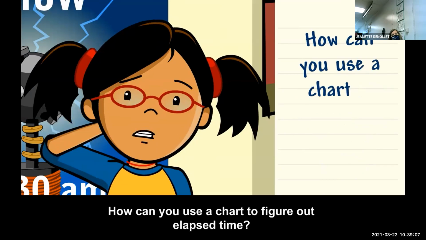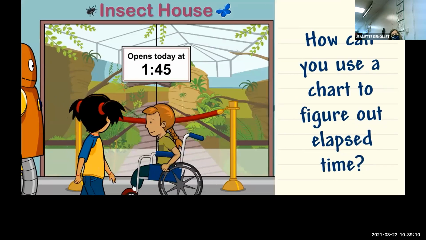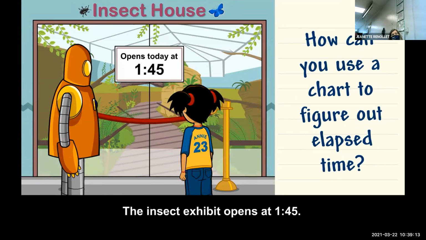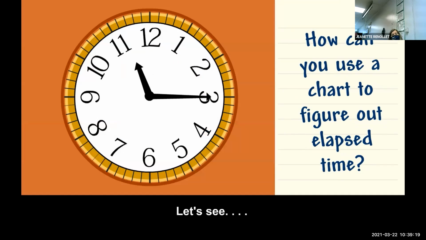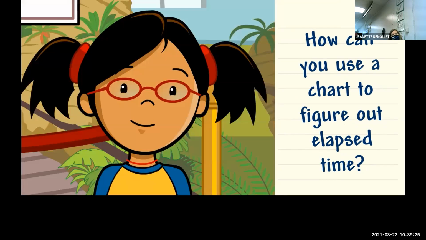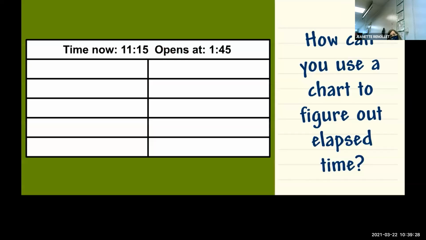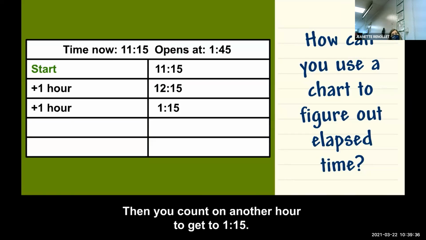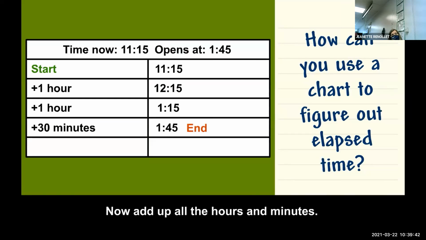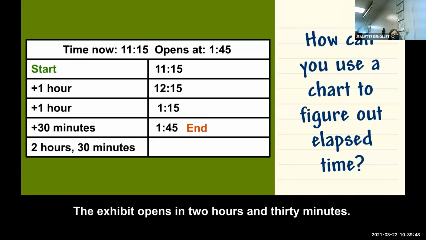How can you use a chart to figure out elapsed time? The insect exhibit opens at 1:45. What time is it now? Let's see. It's 11:15. How much time do we have? You can make a chart to figure it out. You start at 11:15 and you count on 1 hour to get to 12:15. Then you count on another hour to get to 1:15. Then you count on 30 minutes to get to 1:45. Now add up all the hours and minutes. The exhibit opens in 2 hours and 30 minutes.